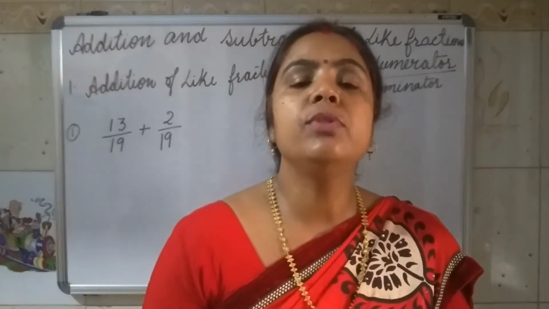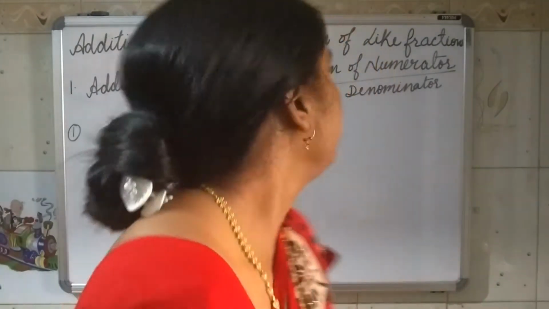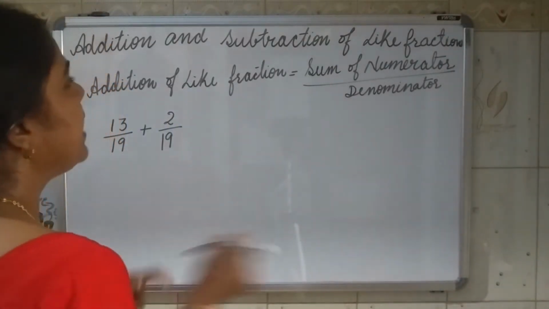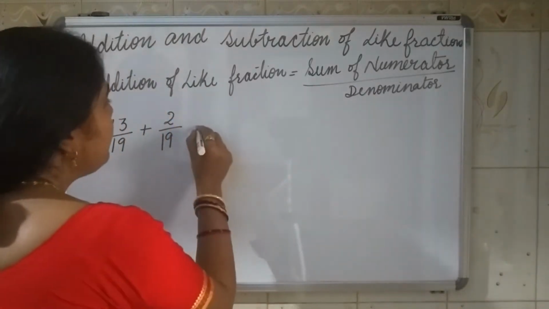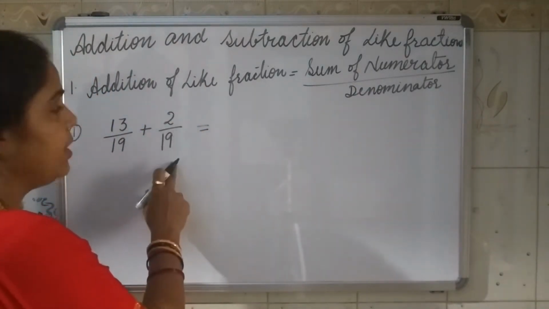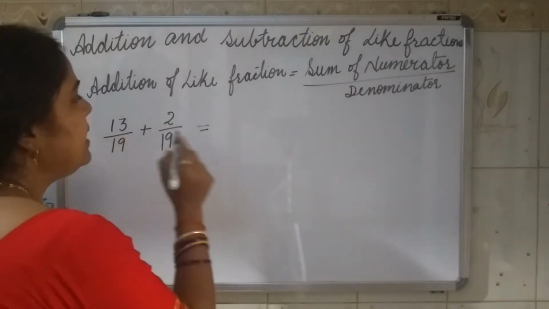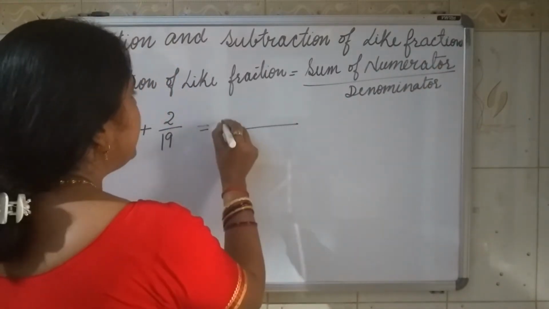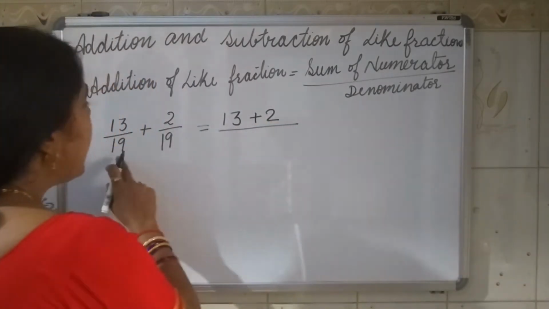Now we are moving to the addition and subtraction of like fraction. The first part is addition of like fraction. Addition of like fraction is the sum of numerators upon the denominator. If I take one fraction, 13 upon 19 plus 2 upon 19, what is the numerator? 13 and 2 are numerators and the denominator is 19. So it is the sum of numerators, 13 plus 2, and the denominator.